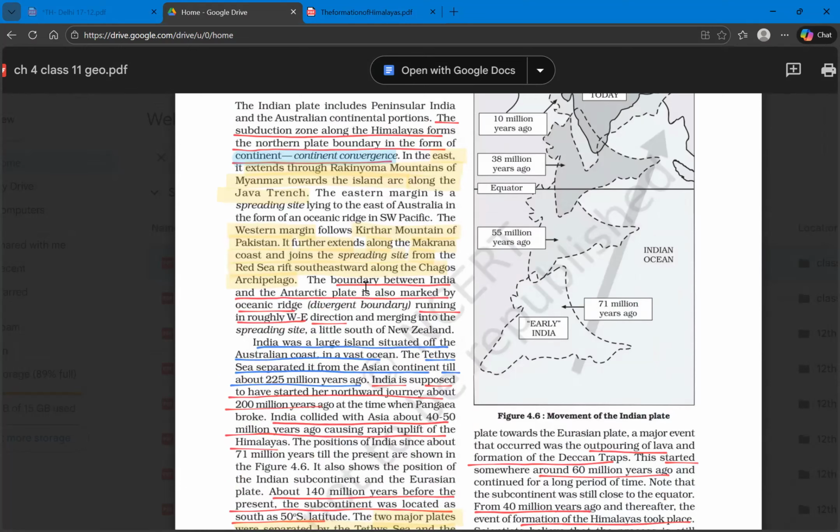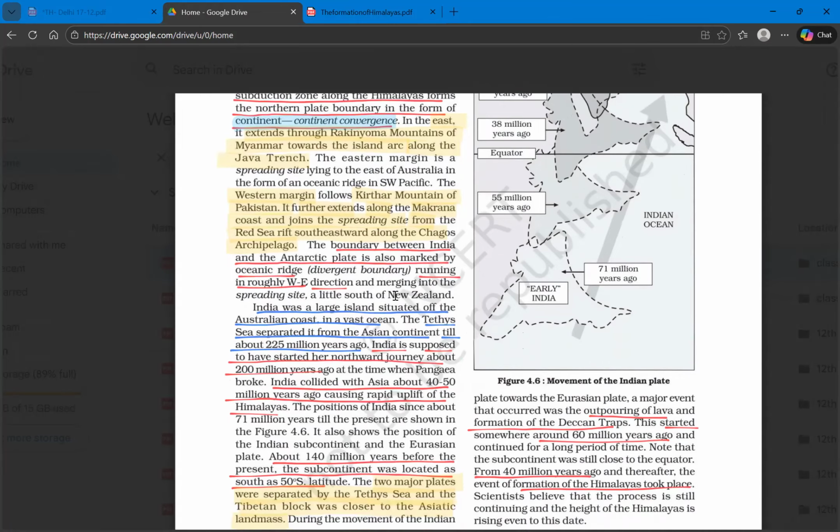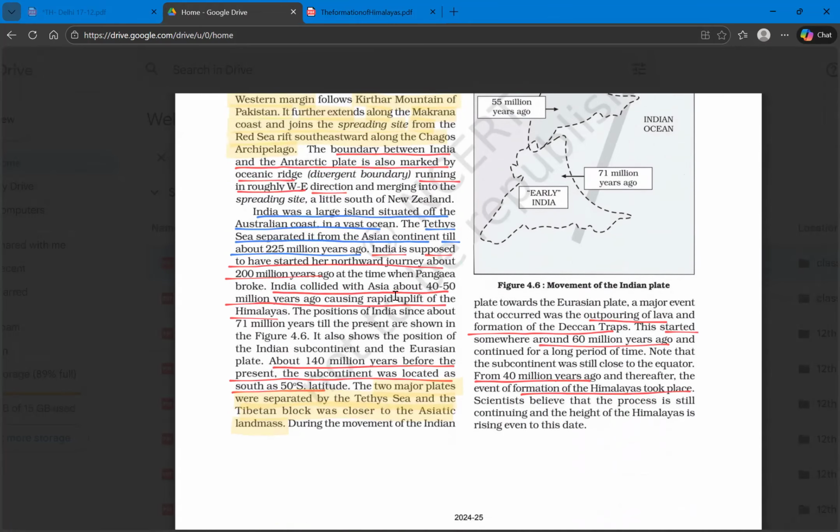The boundary between India and Antarctic plate is also marked by an oceanic ridge, that is a divergent boundary. So what is the boundary between India and Antarctic plate? That is divergent, running in roughly west-east direction and merging into the spreading site a little south of New Zealand. India was a large island situated off the Australian coast in a vast ocean. So what was the earlier position of India? That is, situated off the Australian coast, in a vast ocean.